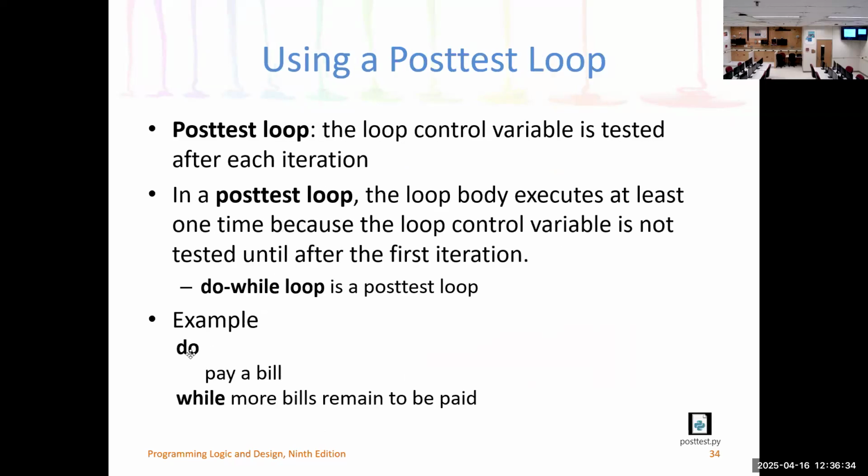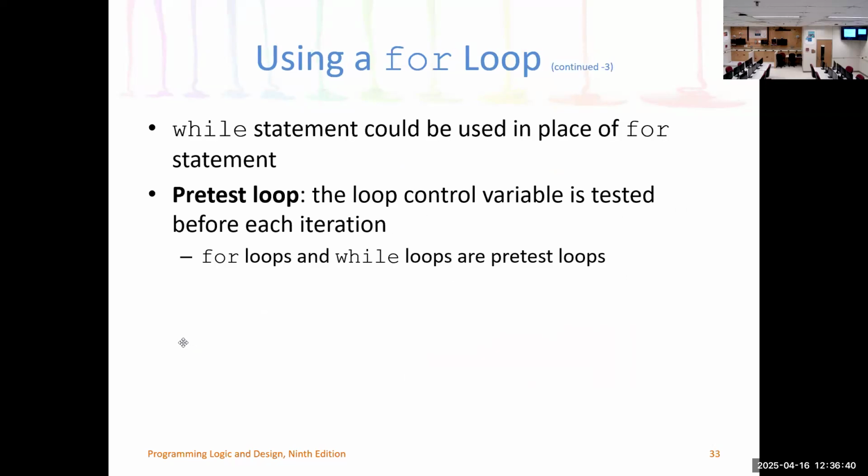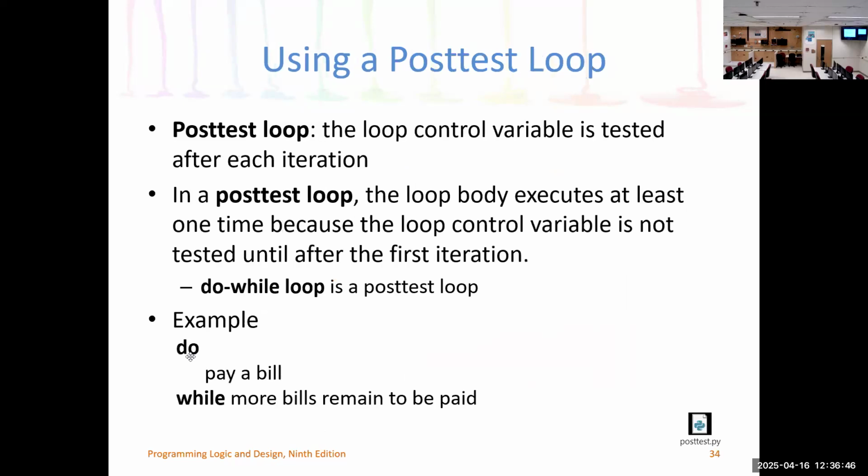And sometimes you have the post-test loop and also the pre-test loop. The pre-test loop means you check the condition before you go to the body of the loop. In the case of the post-test loop, you execute first and after that you check the condition. So in the post-test loop, the body executes at least one time, because you check it later.